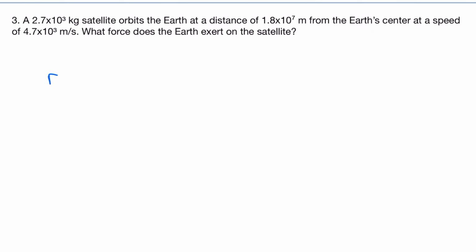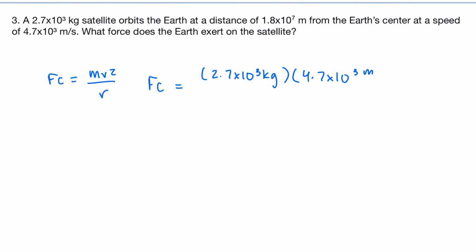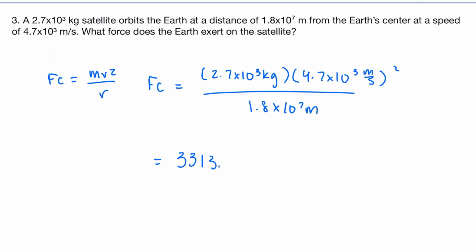So Fc equals mv squared over r. And we just plug it in. So Fc equals the mass, it tells us 2.7 times 10 to the third kilograms, times the velocity, it tells us 4.7 times 10 to the third meters per second, squared, over a radius of 1.8 times 10 to the seventh meters. And we're going to get a value of 3,313.5 newtons.